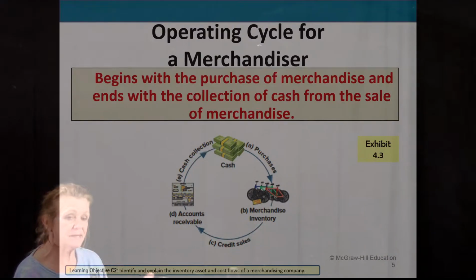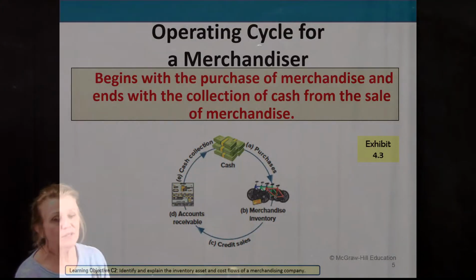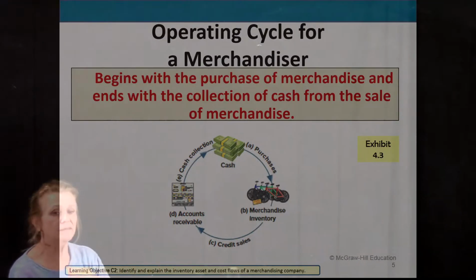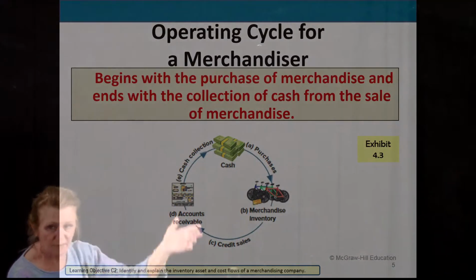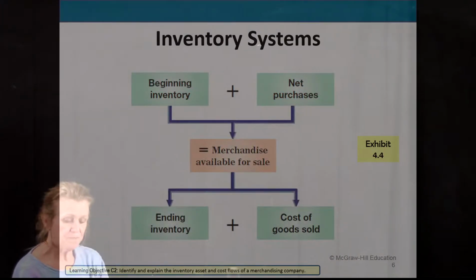This is the operating cycle for a merchandiser. They buy products, tennis shoes, bicycles, whatever it is. They sell it, sometimes for cash, sometimes on credit, so they have accounts receivable. They collect their cash, and then with that cash, they buy more inventory. They sell that, cash or credit, they collect their cash, they buy more inventory. That's just how merchandisers work.